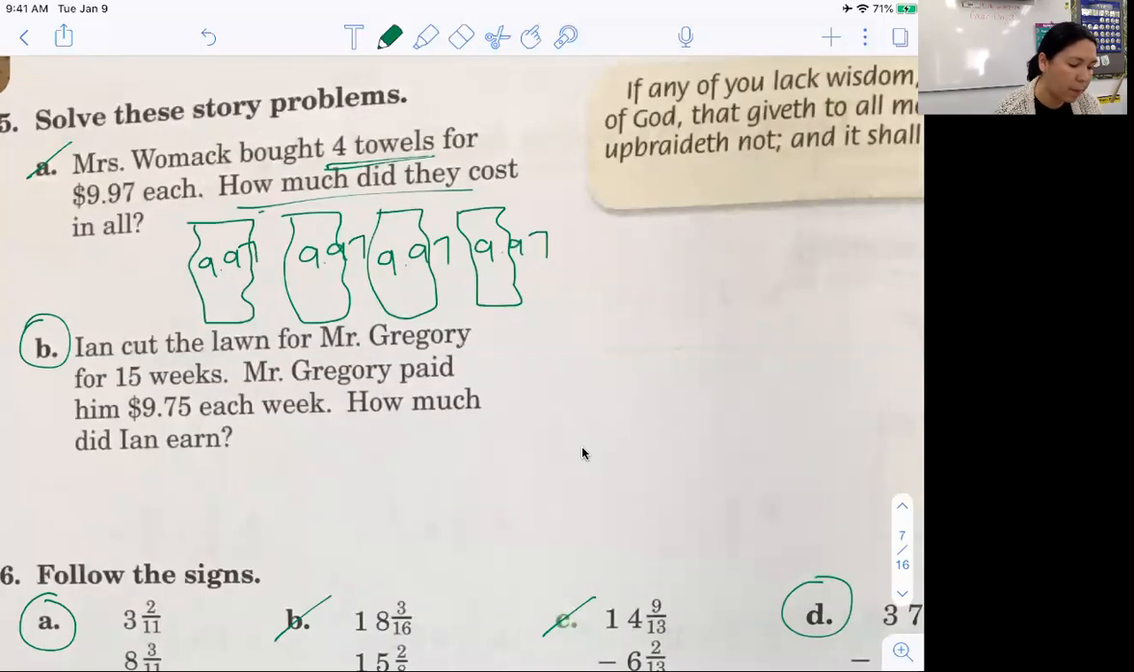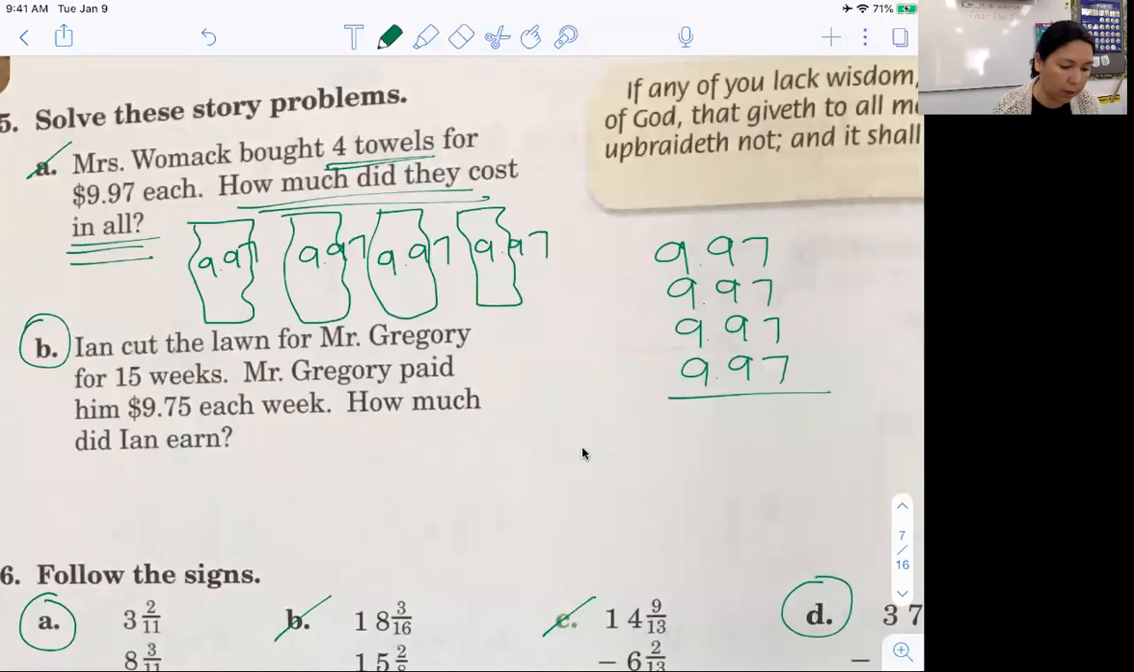And they want to know, how much did they cost in all? So what am I going to do to figure that out, friends? There's 2 ways I can actually solve this. Did anyone say add? Because it said in all. We can do that. $9.97 plus $9.97 plus $9.97 plus $9.97. That would totally work. Or we could do a shortcut.